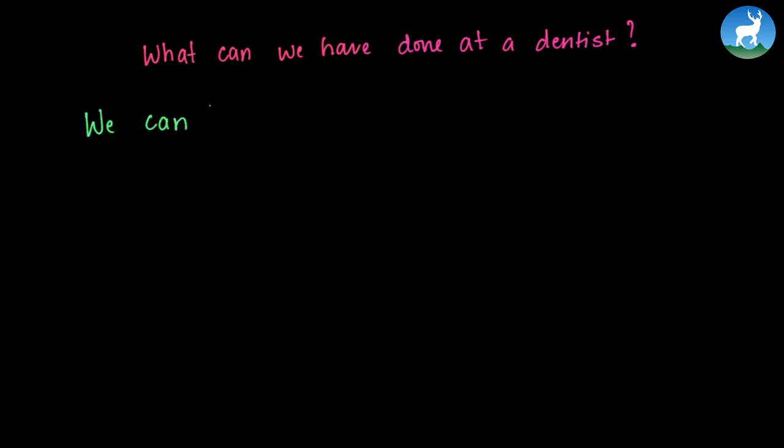Now we will go through one final question. What can we have done at a dentist's? And we can reply by saying, we can have our tooth pulled at a dentist's. So here we can see that in this question the subject is defined, that's the dentist, but the agent is not defined. So we are using the past participle form. We can have our tooth pulled.